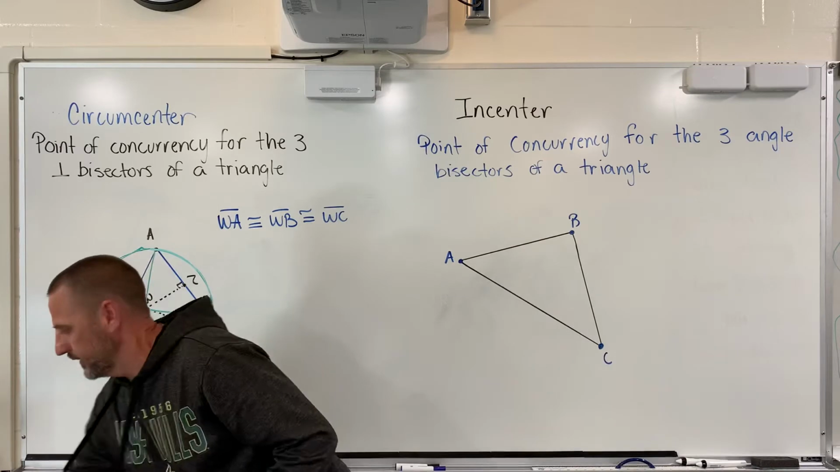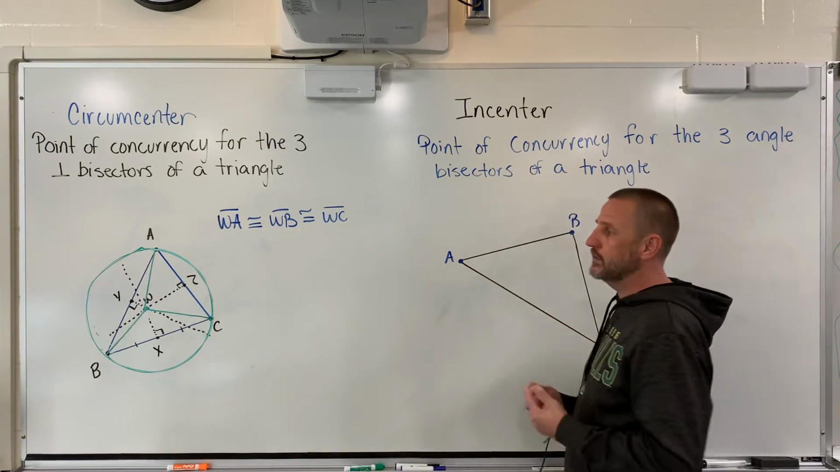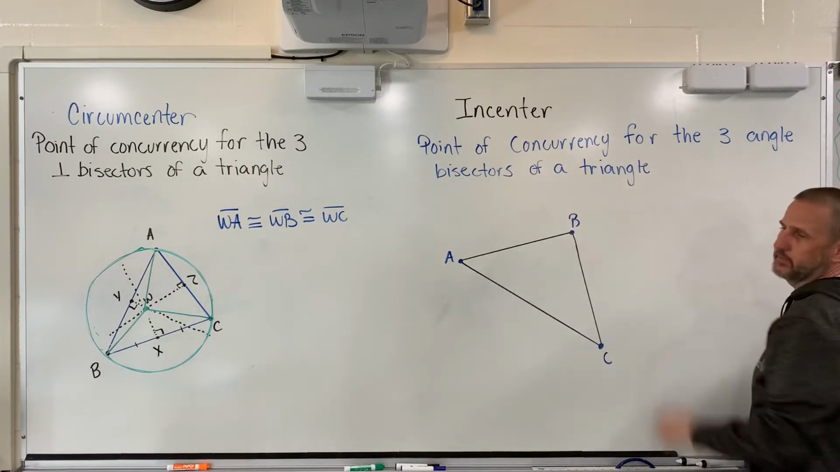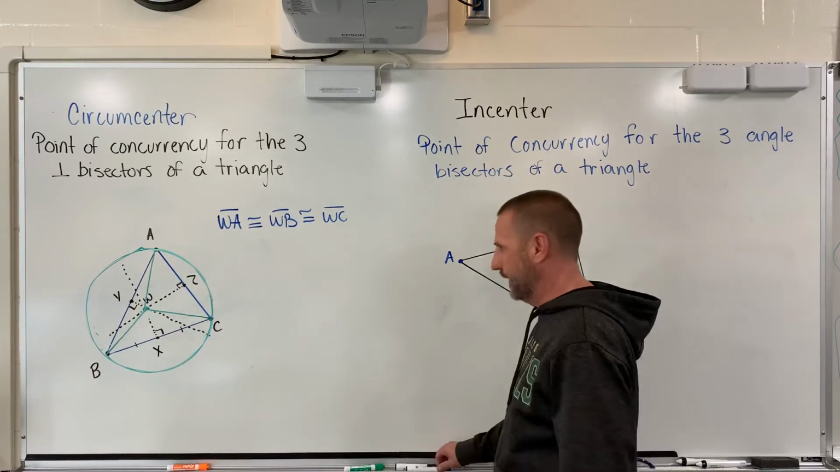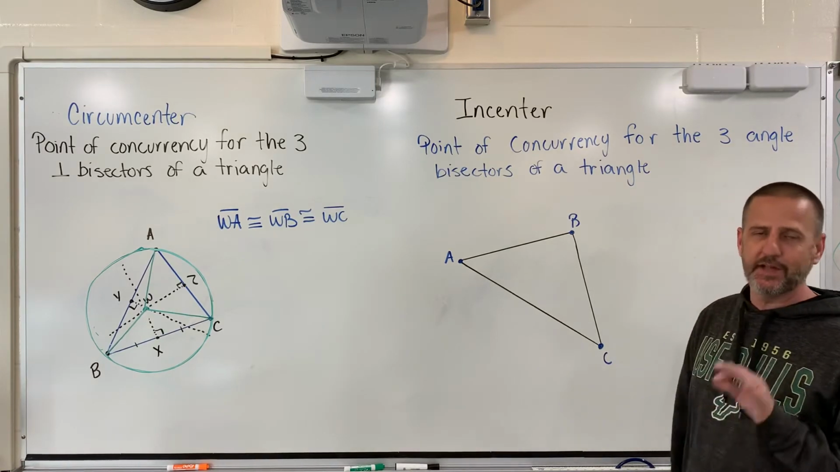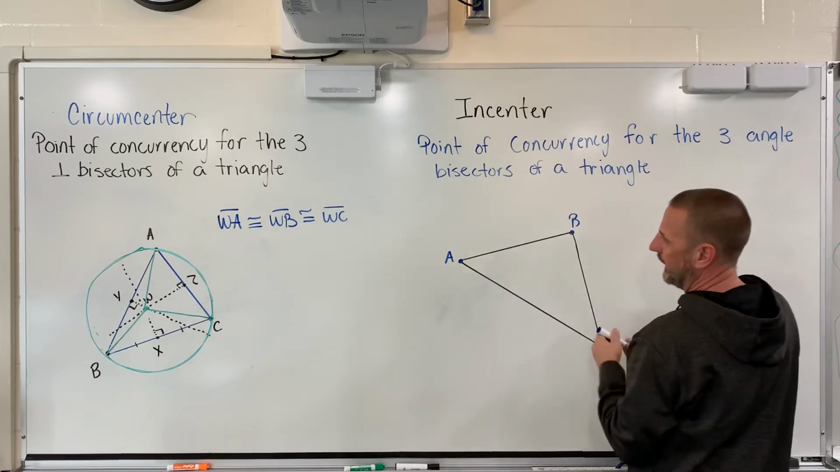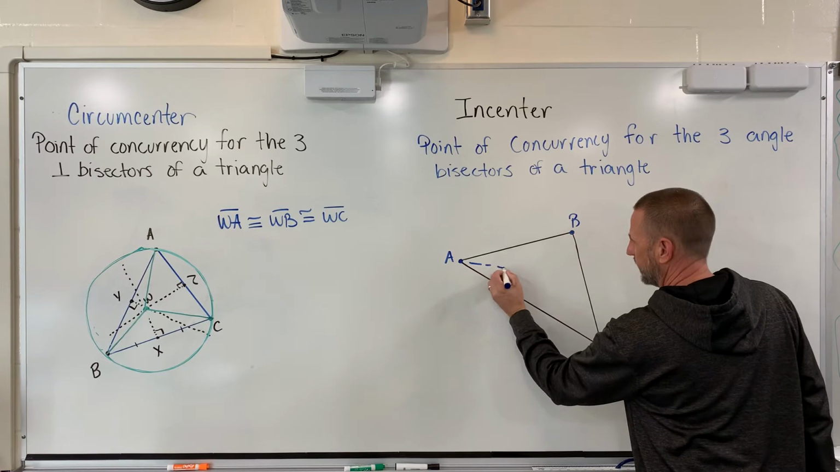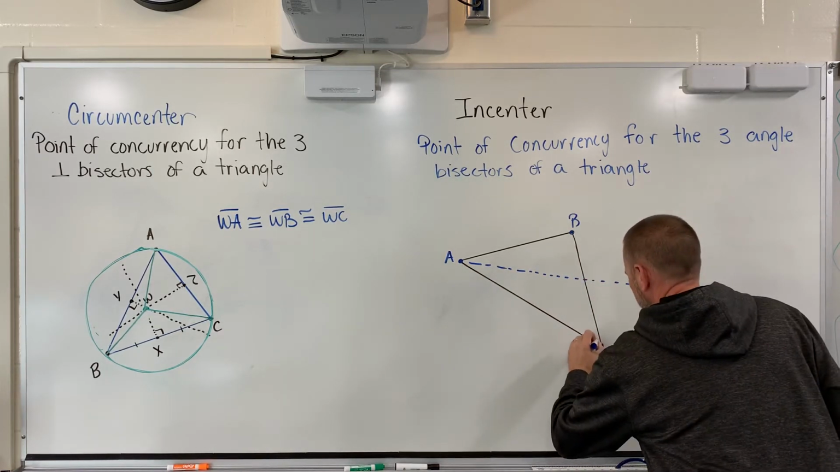So the next one we're going to look at is called an incenter. When I do this one, I'm going to be looking for the point of concurrency for the three angle bisectors. I don't have anything to really measure this with, so the best I'm going to do is eyeball it, but I want the angle bisector. So if you imagine this is angle A, and if I was to split this right down the middle, it looks like it would be somewhere like this.